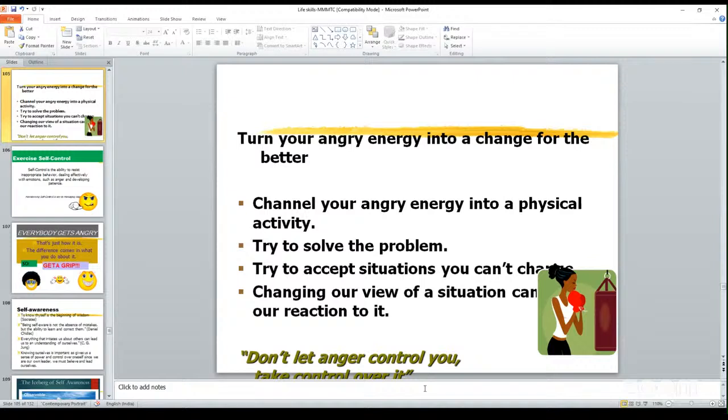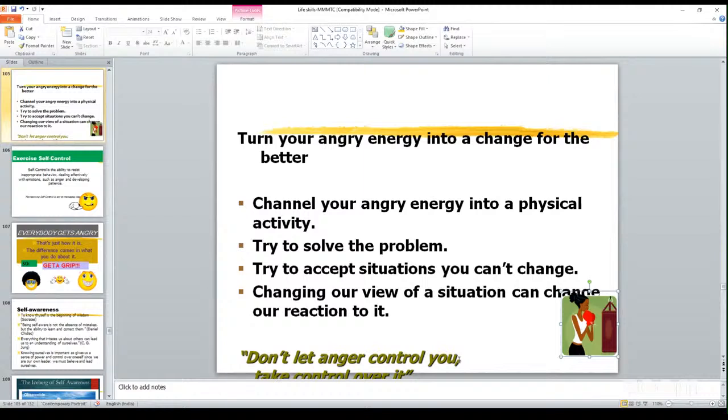Then try to solve the problem in a realistic way, not in an irrational way, where the solution should come from a win-win solution rather than a win-lose or lose-win solution. So try to solve the problem in a win-win way. That is a better way to handle it. Then many times we don't accept situations, but here you have to try to accept situations which we don't have control over or which we cannot change.